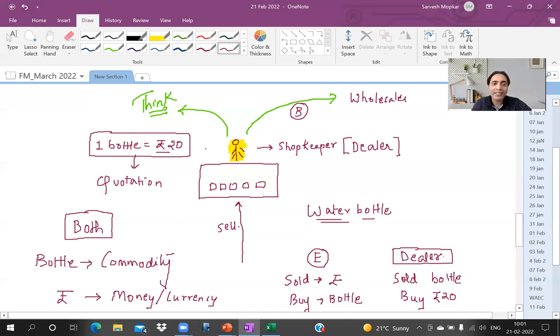He's purchasing the bottles from a wholesaler and he's selling it to Elsa. Would he have purchased these bottles at 20 rupees? Common sense. Would he have purchased it at 20 rupees? No, because he's a dealer, and a dealer always has to make some gain. He's a businessman. He wants to make profit.